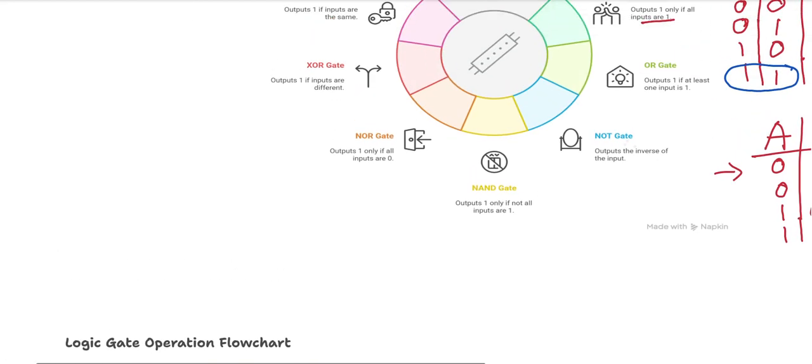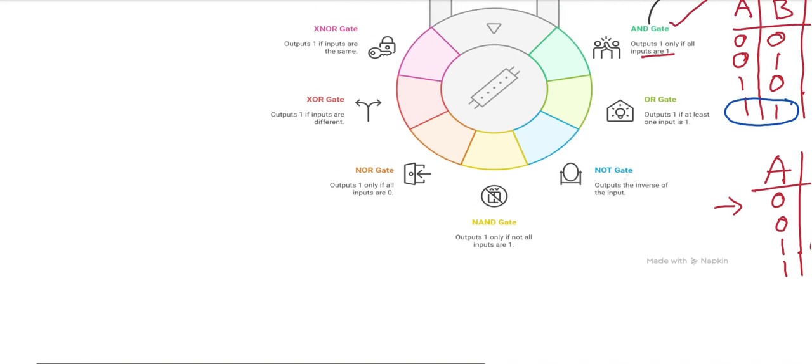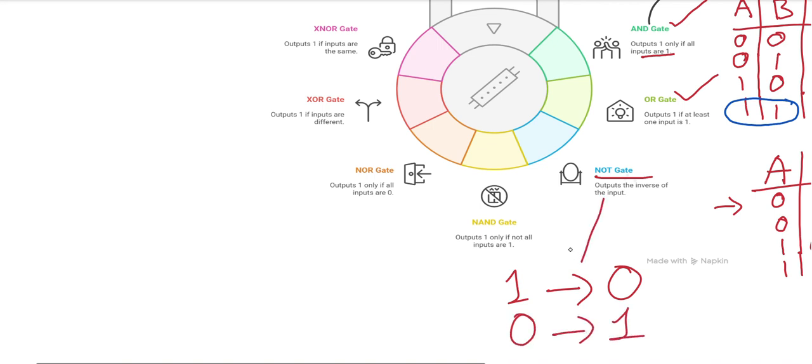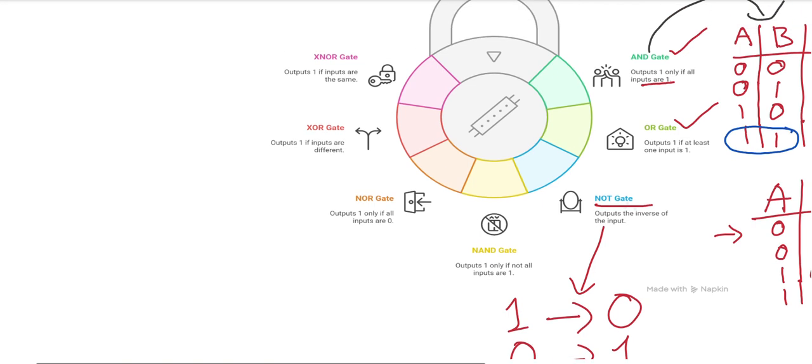Now we'll see how NOT gate works. Okay. Outputs the inverse of the input. That means if my input is 1, it will give output as 0. If my input is 0, it will result in output 1. Okay. NAND gate outputs 1 only if not all inputs are 1. That means there should be no input with 1.